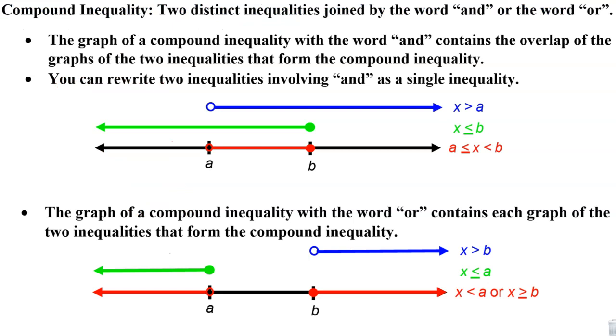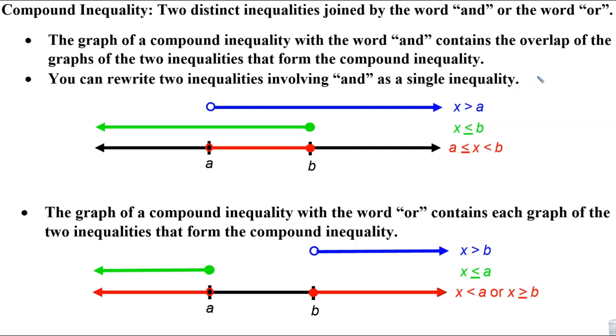The next thing we're going to talk about is the idea of a compound inequality. A compound inequality is just two distinct inequalities joined by the word and or the word or. We're going to take a look at what the and and the or cases are for compound inequalities. Start off with the and case.